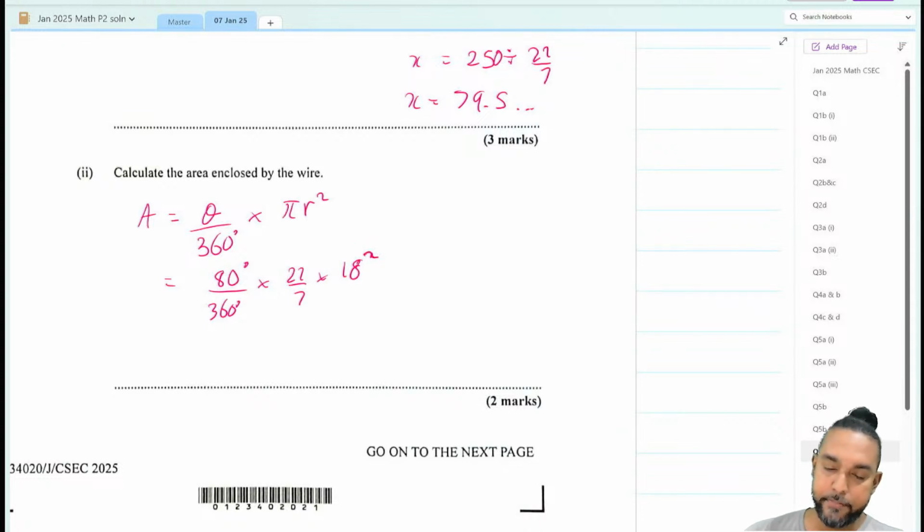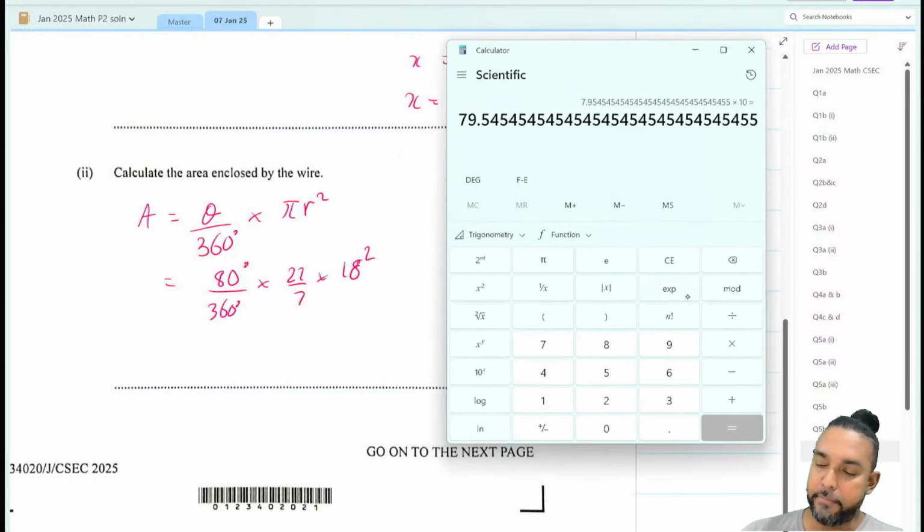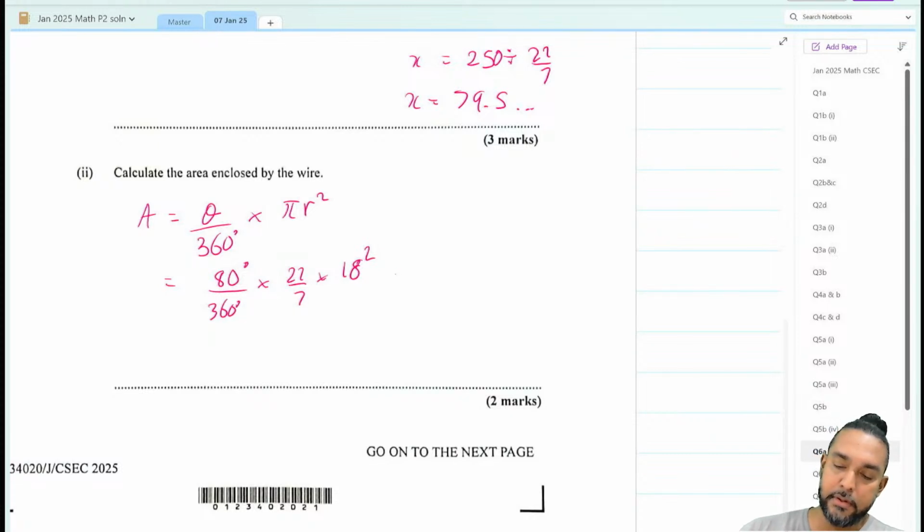18 is the radius, right? Can you do that, or you could do that. So 18 squared by 22 divided by 7, multiplied by 80 divided by 360. So 226.28 approximately, right? So approximately 226.28 square centimeters, correct to 2 decimal places.